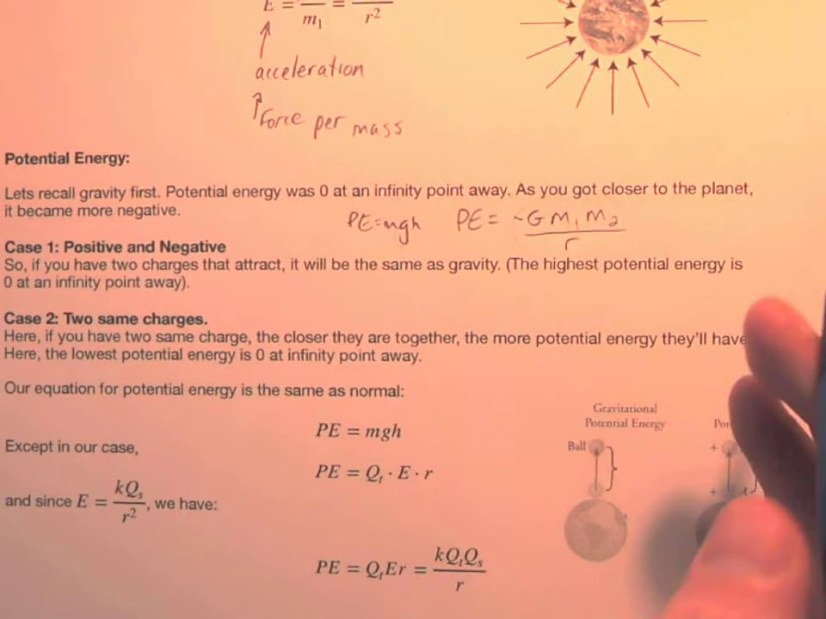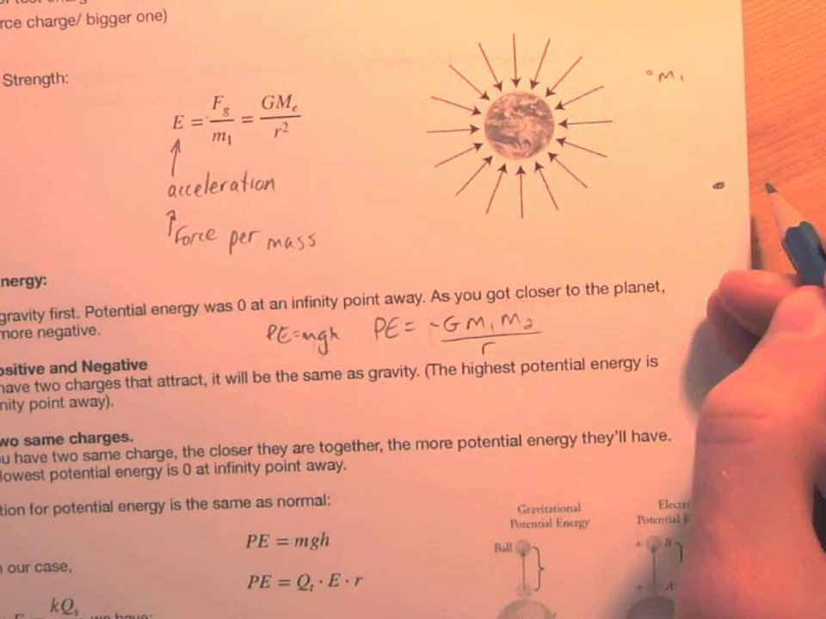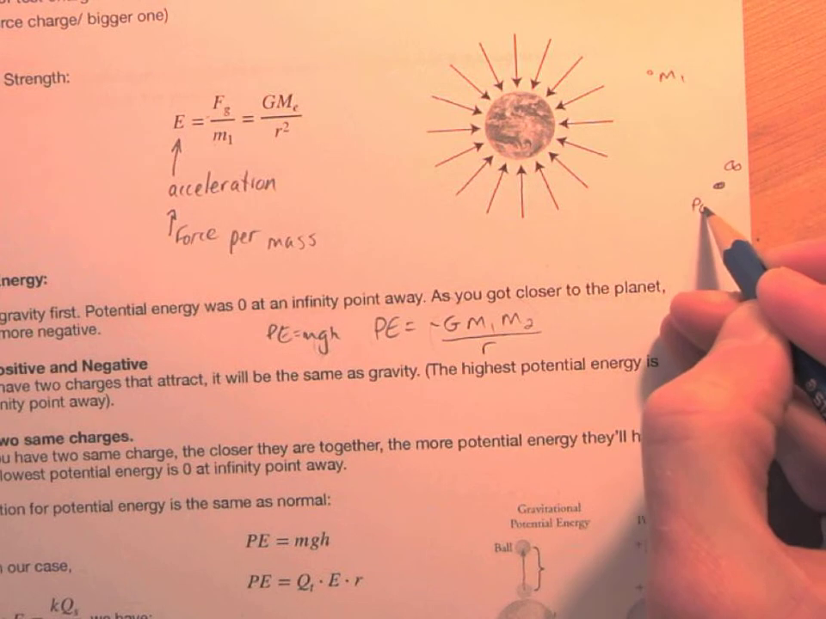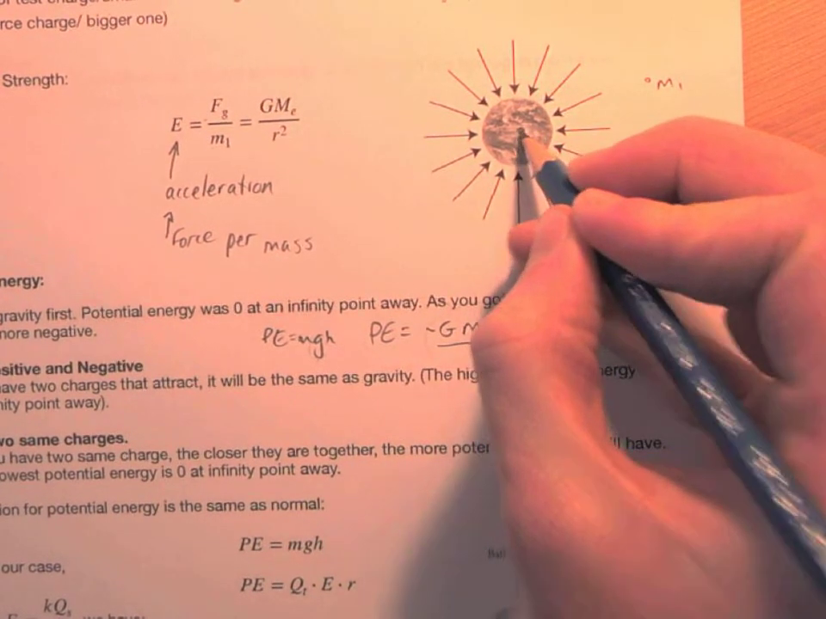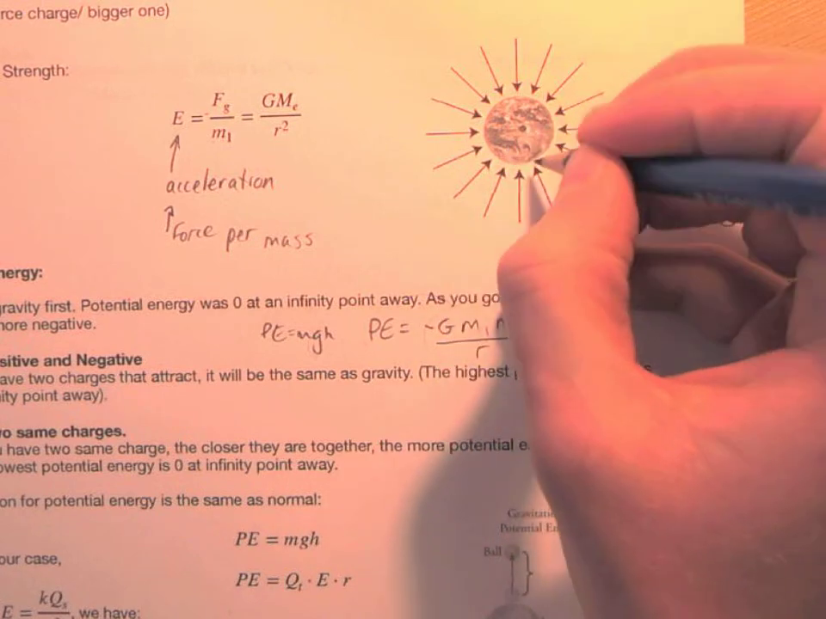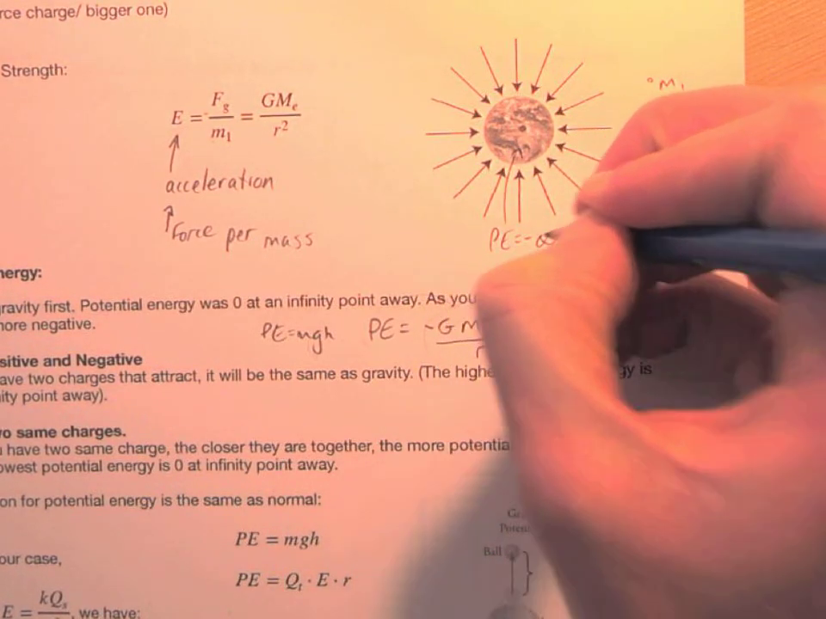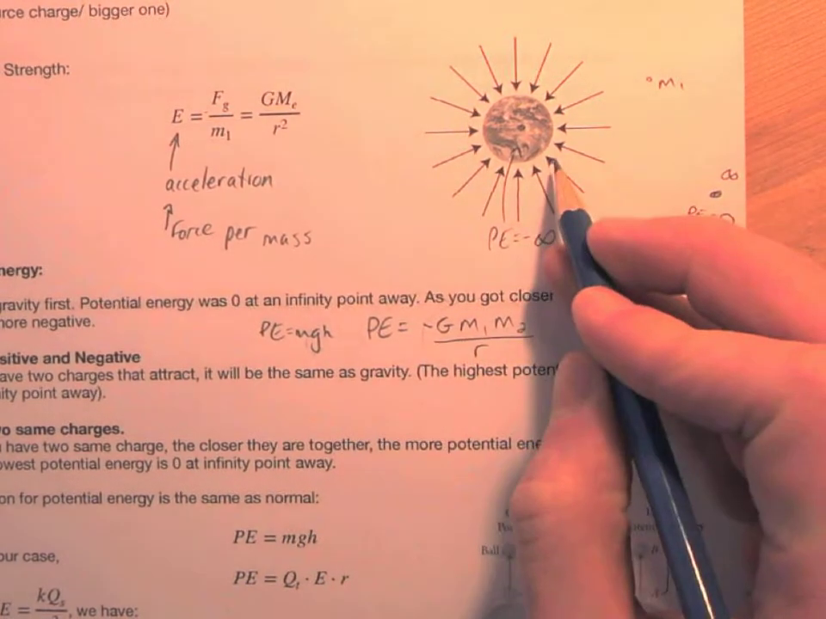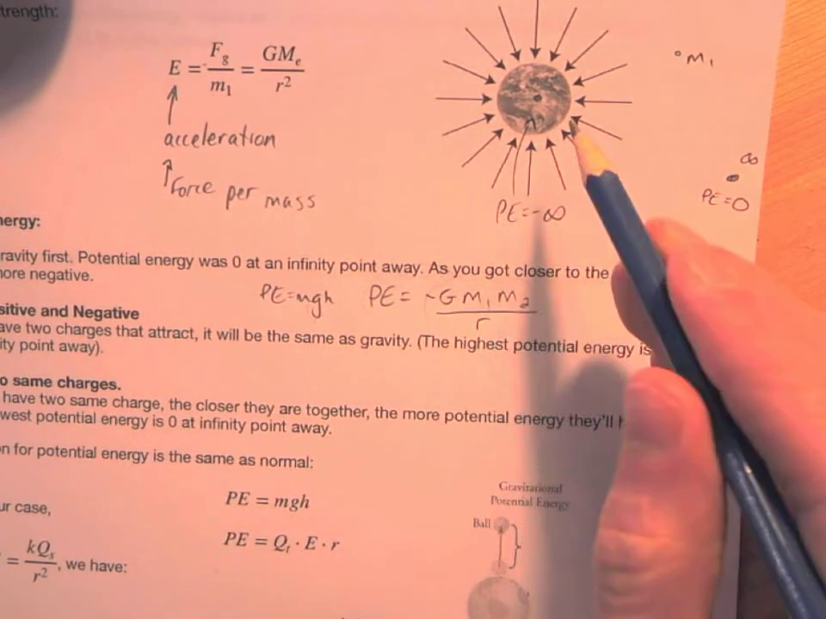And one thing that we've remembered with this equation is when you're an infinite distance away, potential energy was 0. And when you were right in the center of the Earth, potential energy was negative infinity. Okay? So as you get closer to Earth, it goes more and more negative. That's kind of the idea with potential energy for gravity.